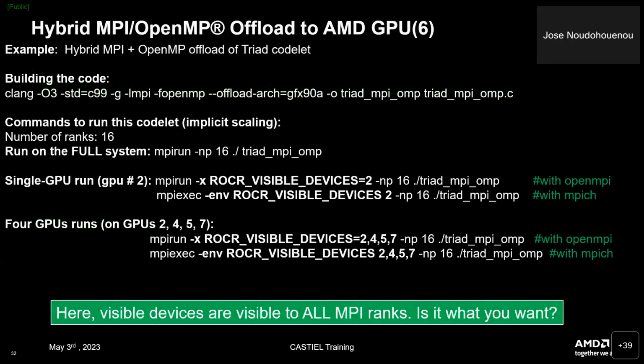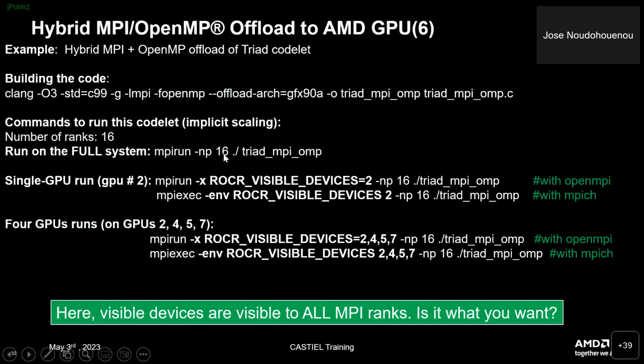So how do we build this code? It is simple to build this. We just use Clang as it is. We add our -L MPI library, -fopenmp to enable OpenMP, and to be able to offload, we add the offload architecture equal gfx90a. So we are using MI200 to build these applications.